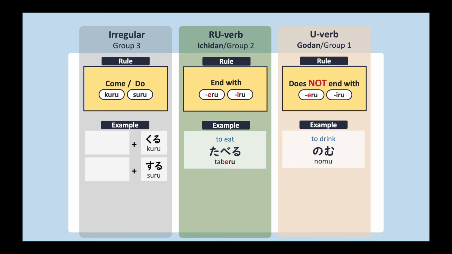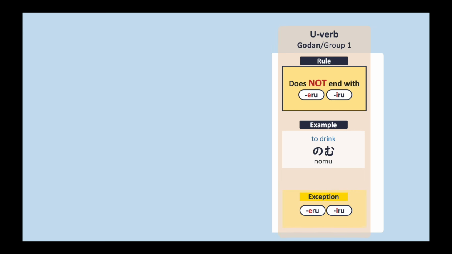For example, nomu to drink is u verb because it's not irregular and it doesn't have the eru or iru ending. But there is an exception to this rule. Some verbs that have the eru or iru ending are u verb. But don't worry about the exceptions too much.